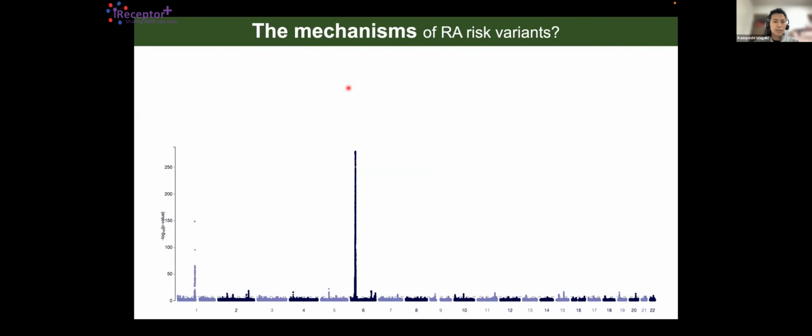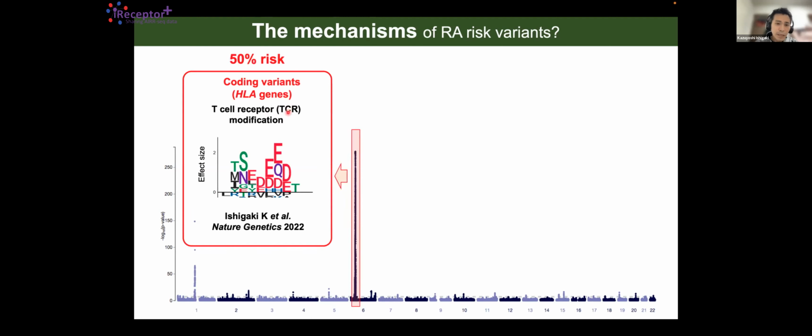So what are they doing? What's the mechanism of RA risk variants? This has been my research question for years. This figure shows the summary result of RA GWAS. The y-axis is the minus log10 p-value, which means the significance of association, and the x-axis is the chromosomal positions. As you can see here, one of the striking genetic signals in our genetic study comes from HLA genes, and this accounts for about 50% of the genetic risk of RA. Again, this is going to be the main topic of this talk.